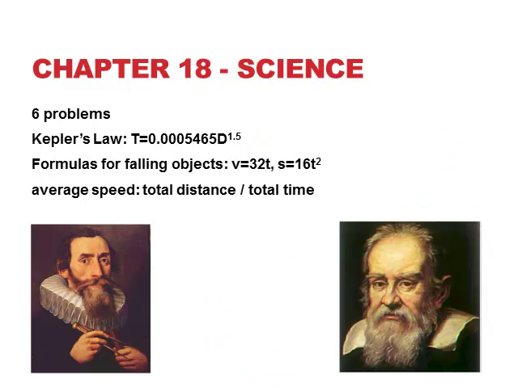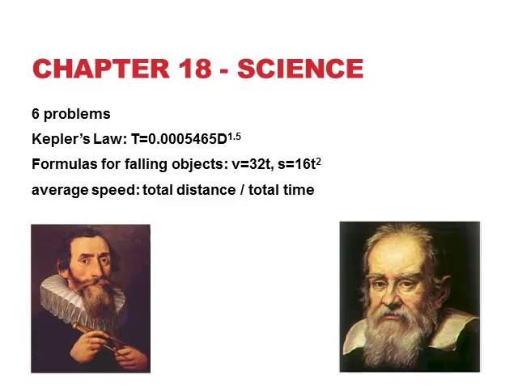For chapter 18, there are 6 problems that have to do with using formulas. For example, Kepler's law. T equals 0.000546 d to the 1.5. You don't have to memorize that, but you do have to know how to use it. D is the distance in millions of kilometers, and T is the time in years.